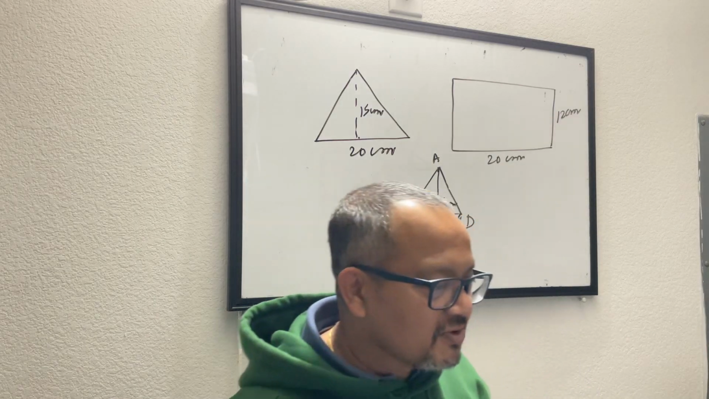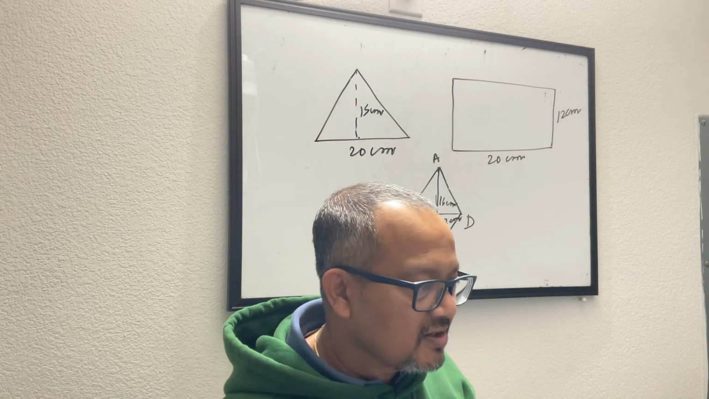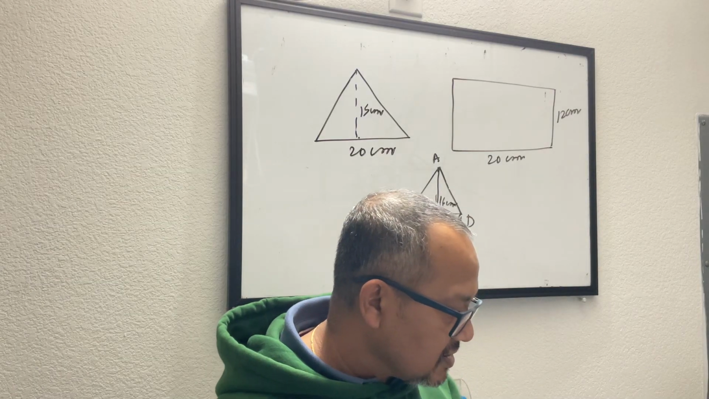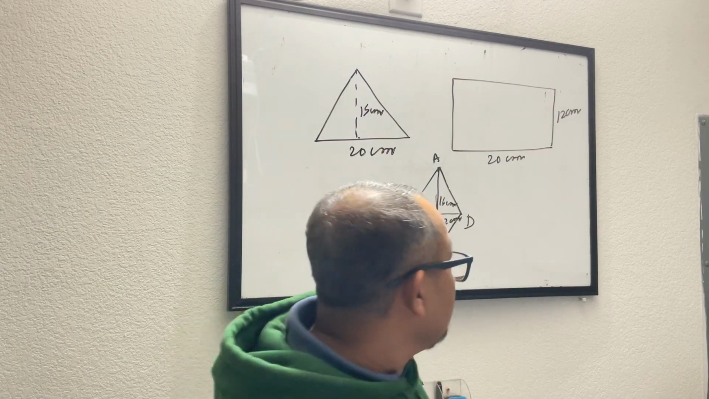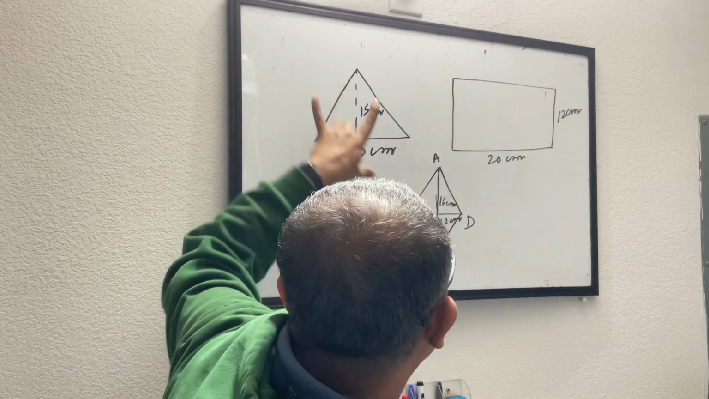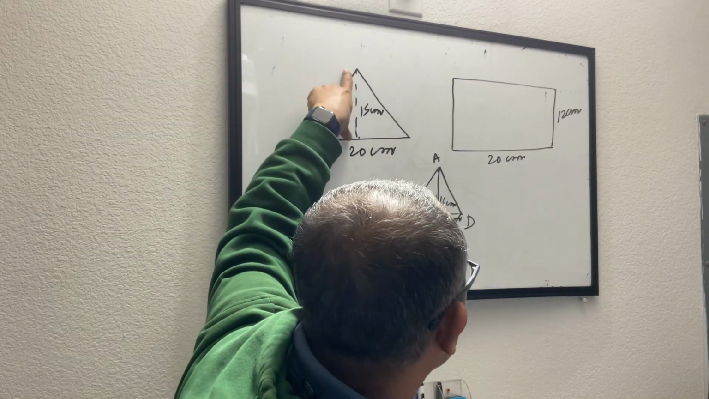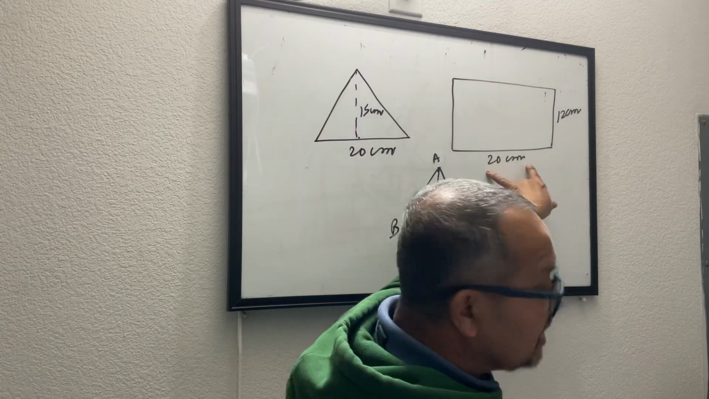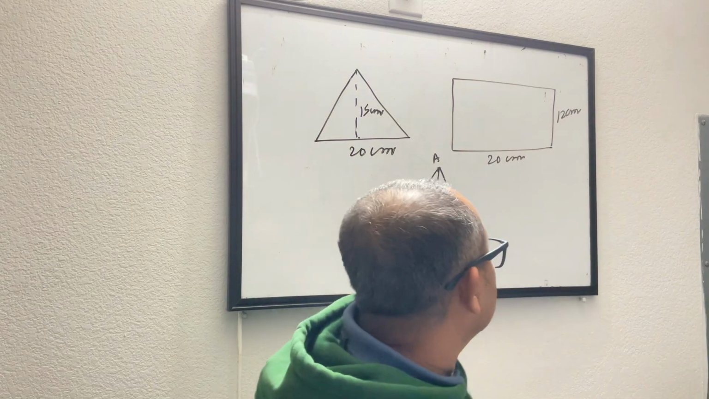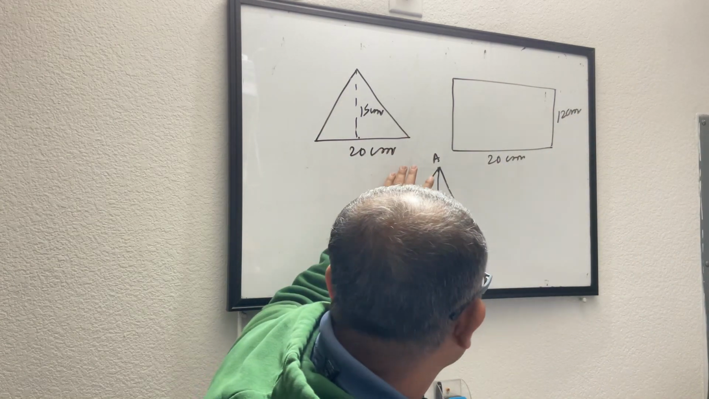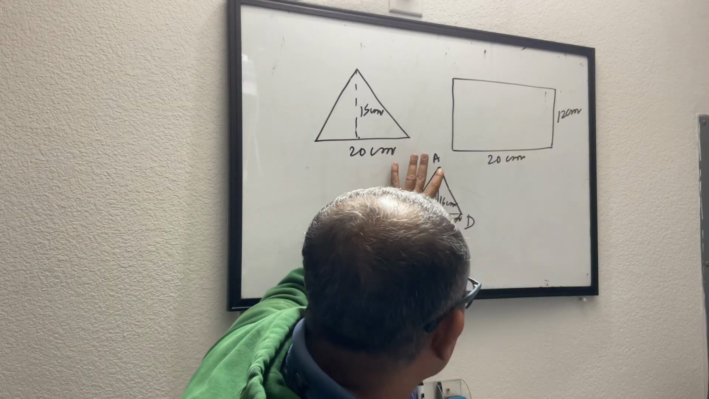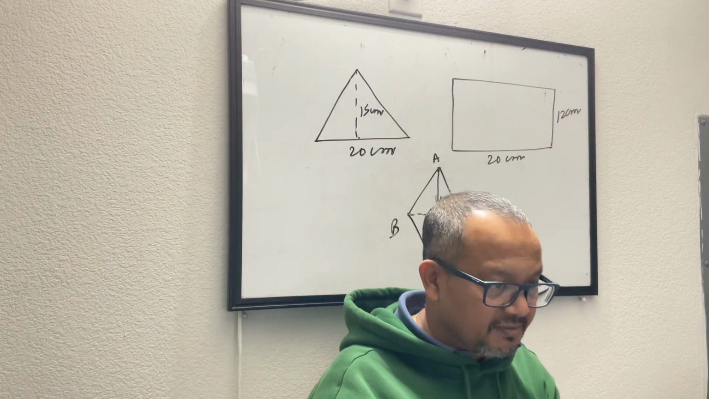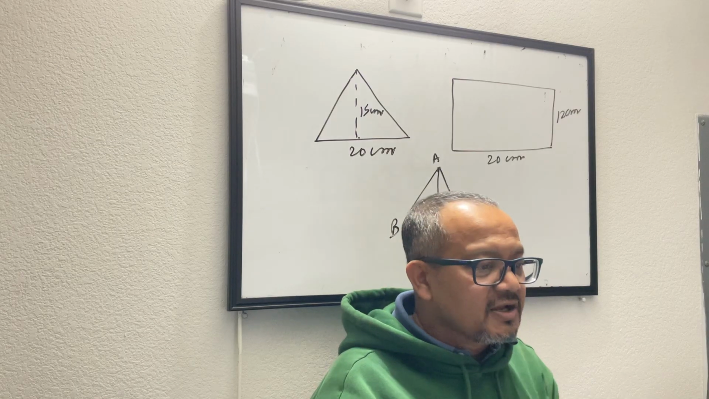Yes, Riyans, what was your question? I was gonna ask, are we gonna do area for all of them? Yes, area for all of them. Find out the area of the triangle which has base 20 centimeter, height 15 centimeter. Find out the area of the rectangle which has length 20 centimeter and width 12 centimeter. Find out the area of this rhombus which has 2 diagonals of length 16 centimeter and 12 centimeter. Everybody got the question?